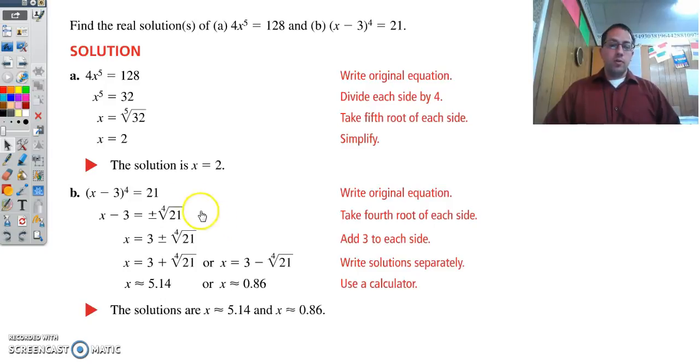All right. So remember, anytime you have an even exponent here, or if you have an even index here, you can end up with two different answers.